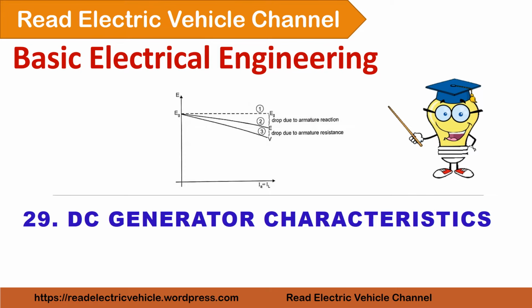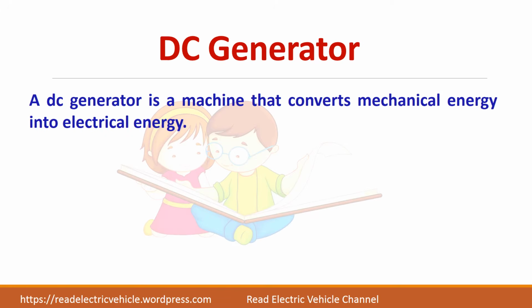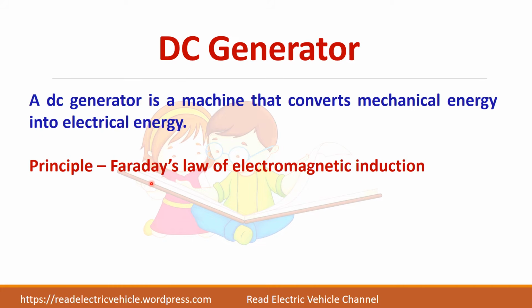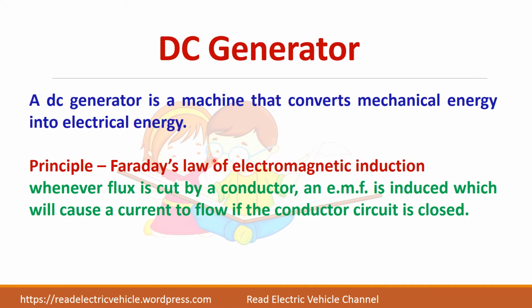In this video, we will see about the characteristics of DC generator. What is a DC generator? A DC generator is a machine that converts mechanical energy into electrical energy. We know generator means it gives electrical output. It is based on the principle of Faraday's law of electromagnetic induction. So whenever a flux is cut by a conductor, EMF is induced in the circuit.